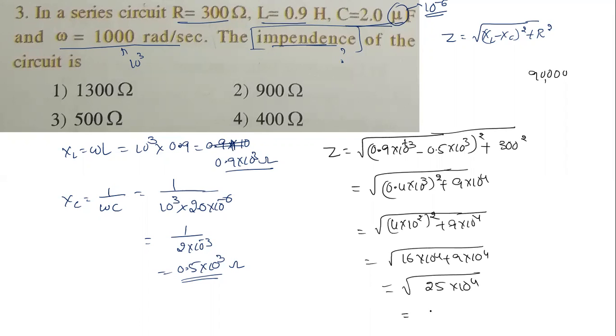Under root 25 is how much? 5. Into under root 10 power 4, how much is that? 10 power 2. So it will become how much? 500 ohm. Where is the option? Third option. Okay, the third option is the right answer for this question.